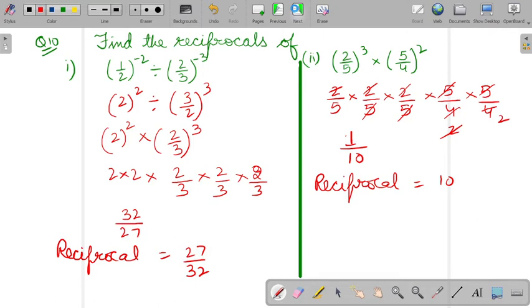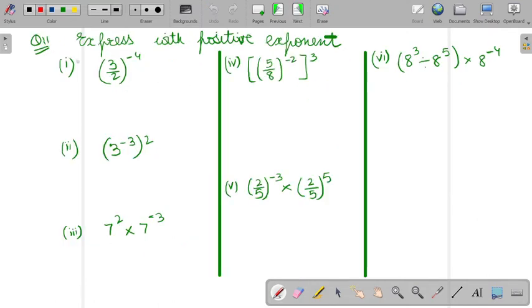In question 11, you have to express with positive exponent. Observe, in this case it is negative power. So how will you write it in positive power? By interchanging the position of base. So it will become reciprocal and it will become 2 by 3 and the power will become positive. Since it is written positive exponent, you have to keep the answer in the power form. So you will not solve it further.